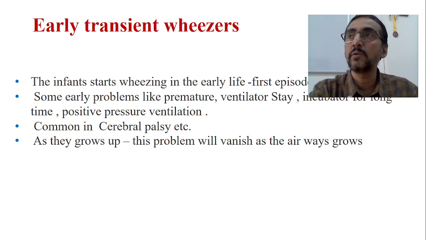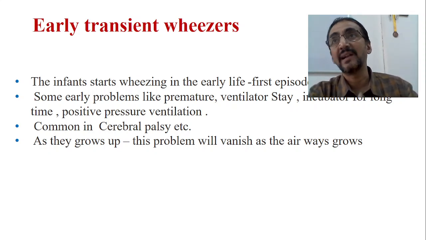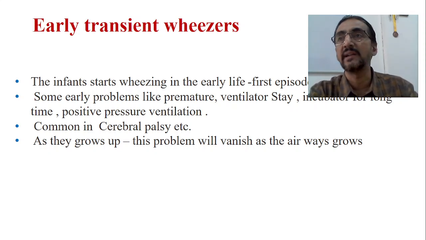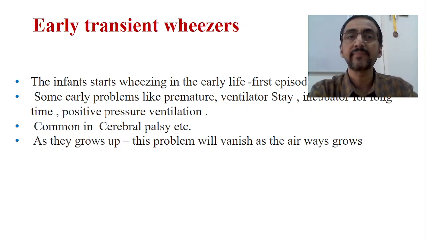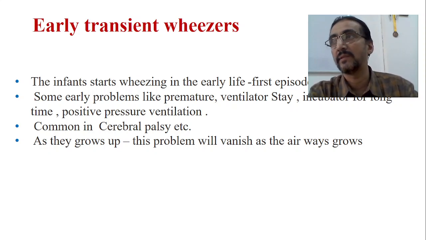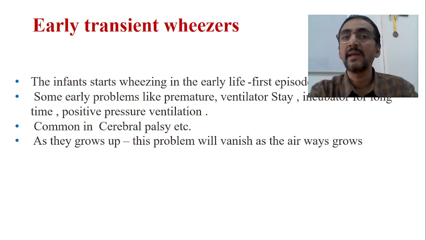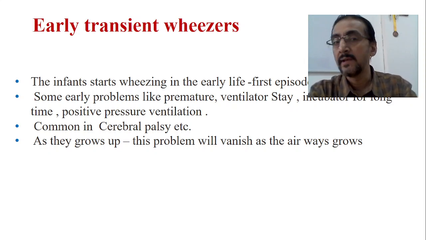The only very important thing about this is, if you give proper care, this problem will diminish or be overcome. The child will overcome this problem as the age advances. That itself will differentiate the early transient wheezer. Suppose a child has transient wheeze in the early part of life, in the 4th or 5th month, and later on, from 2 years onwards, the child is absolutely okay. That suggests that it was an early transient wheeze.